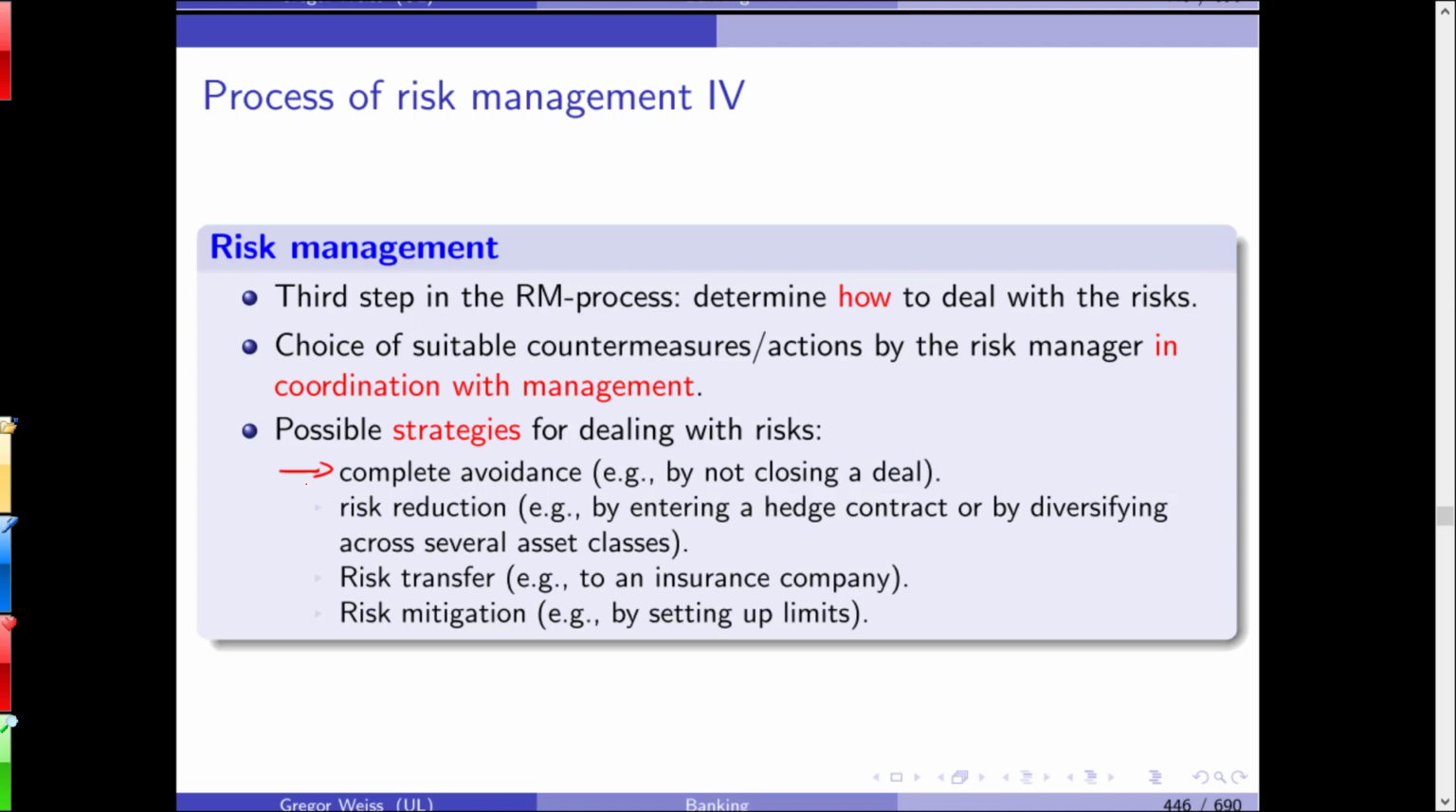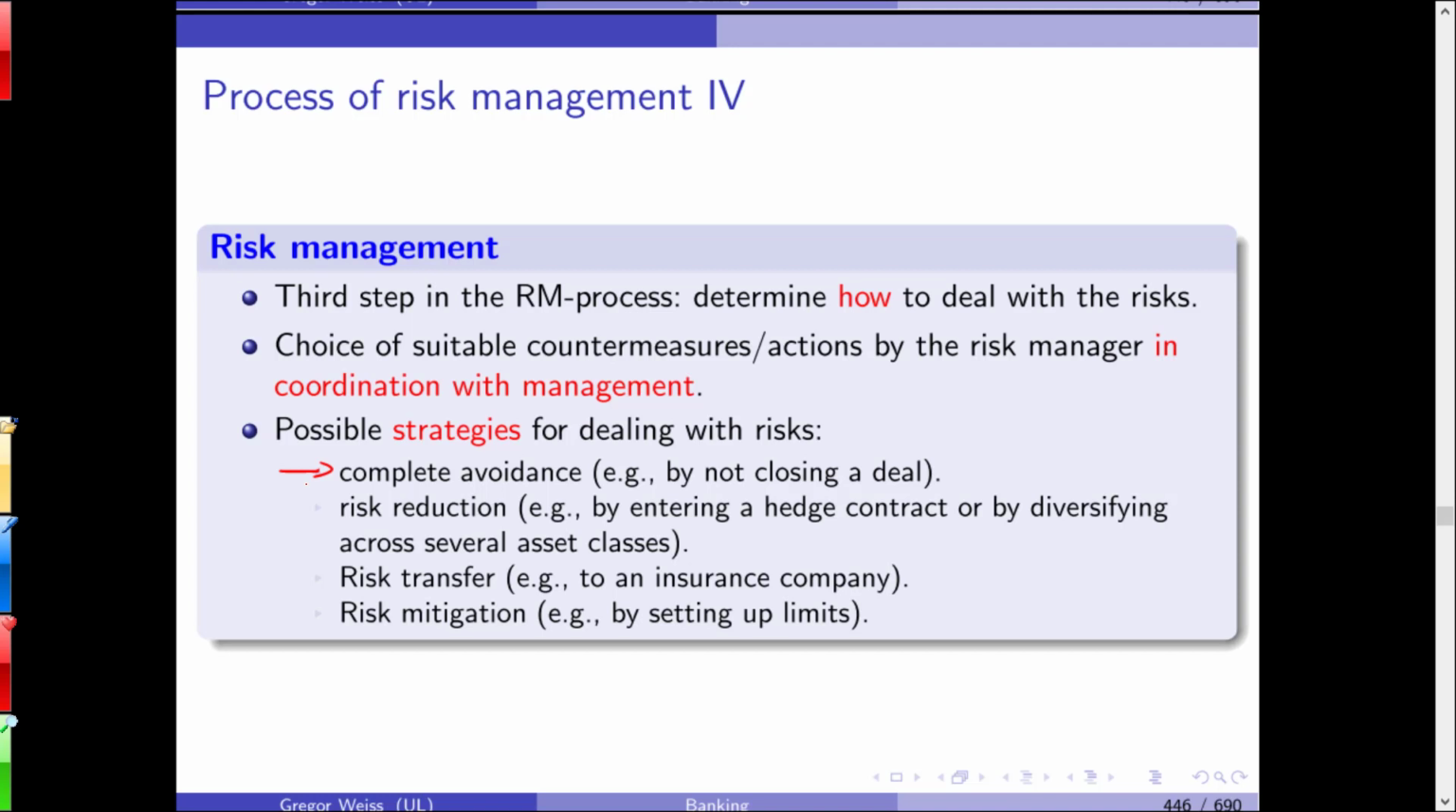Reduce the risk. You can enter a hedge contract. We'll see this later on, but you can use a derivative, and by combining a position with a derivative, you will have a hedged position and risk will be reduced. You can transfer the risk. Fire risk by insurance, then the risk is transferred to the insurance company.